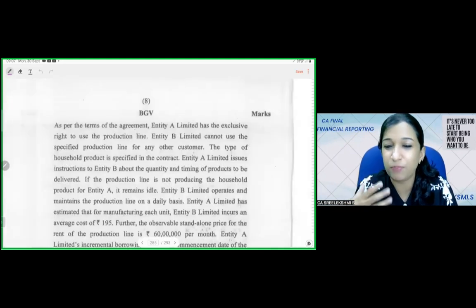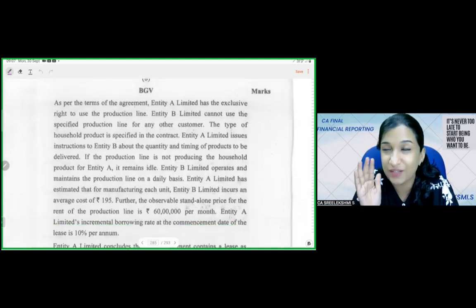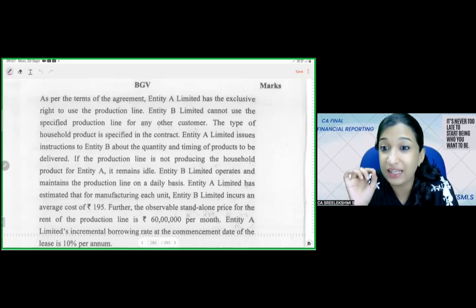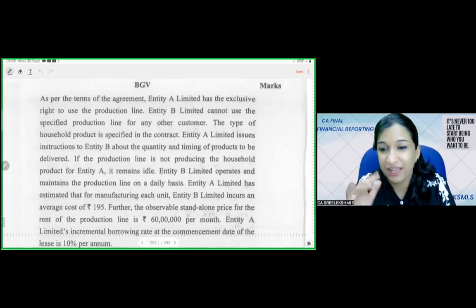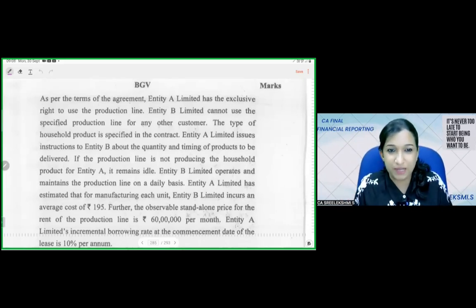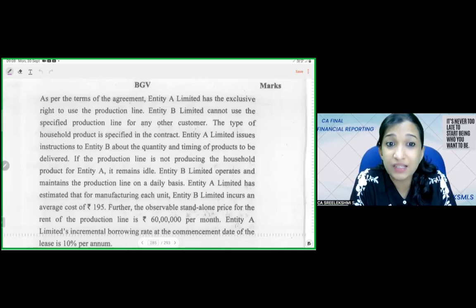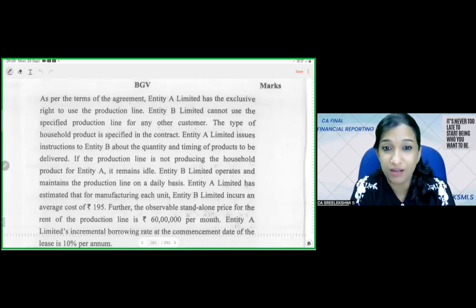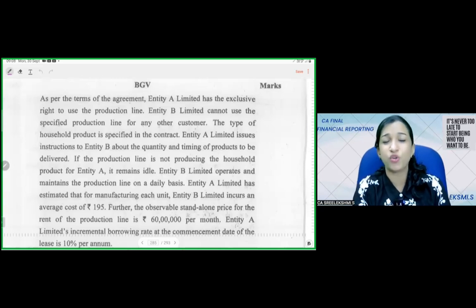See, most important is reading the question with so much presence of mind and avoiding rereading. Read the question with presence of mind, as per the terms of the agreement. So far nothing. We entered into some contract to buy some household products.